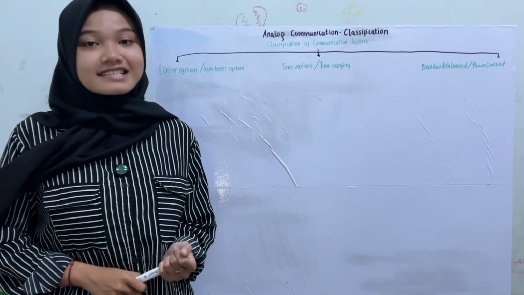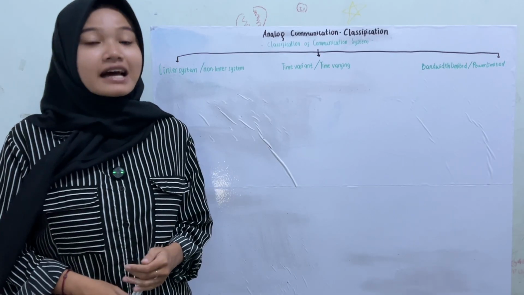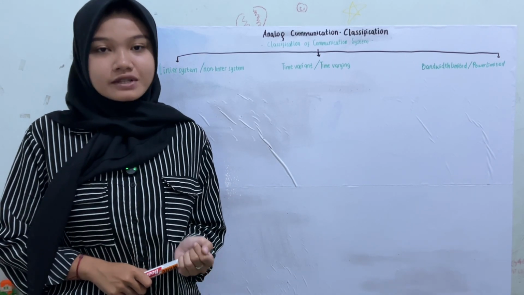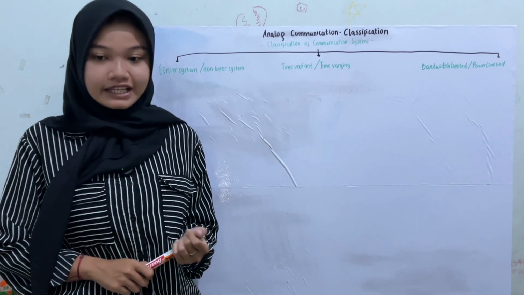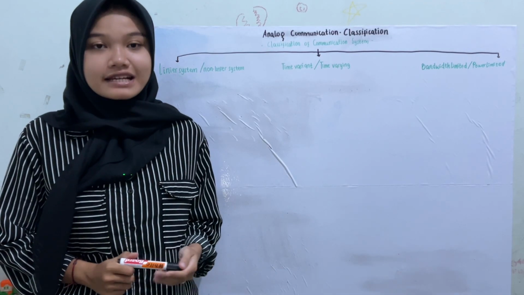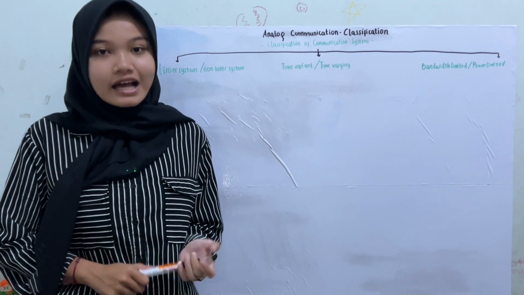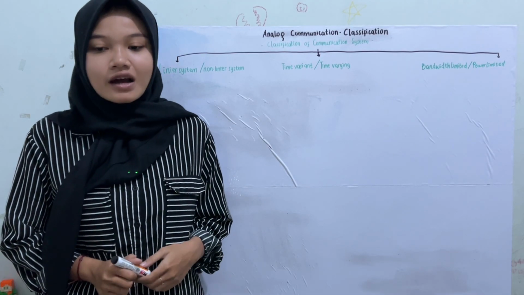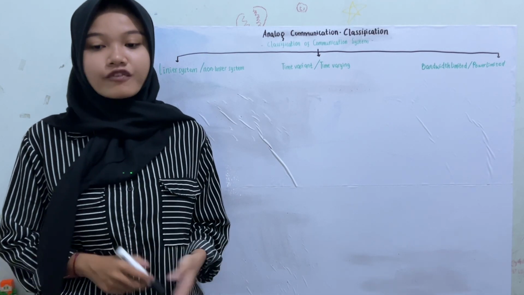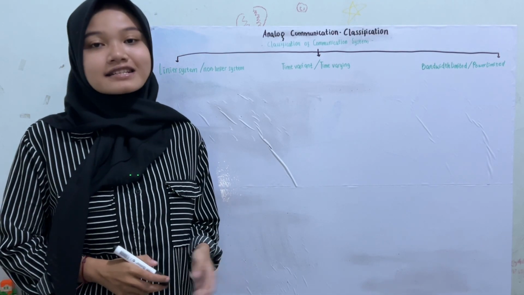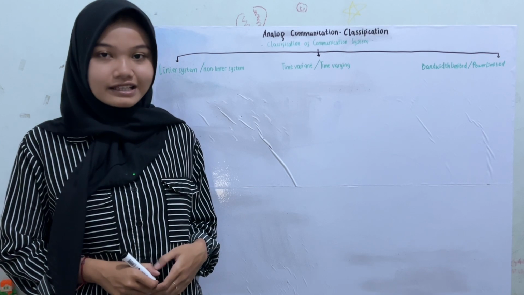First, let's discuss the linear system. A communication system is called linear when the output signal changes proportionally to the input signal. Simply put, if the input signal becomes twice as large, the output signal will also become twice as large without changing its original waveform. In other words, the communication channel doesn't significantly alter the signal.